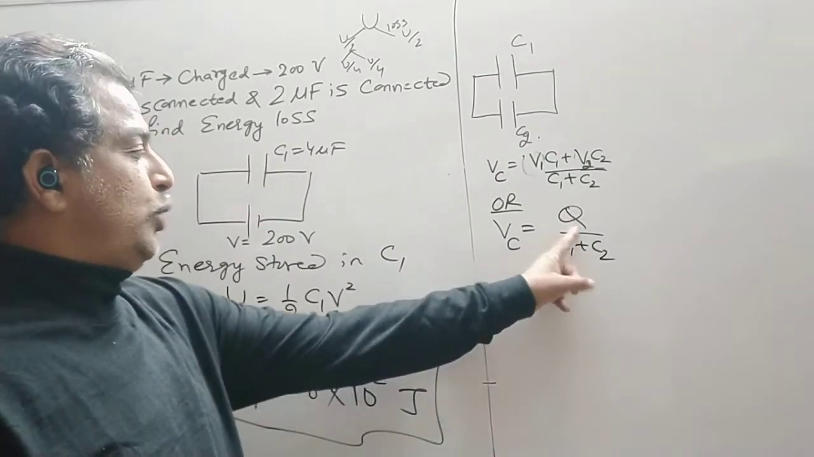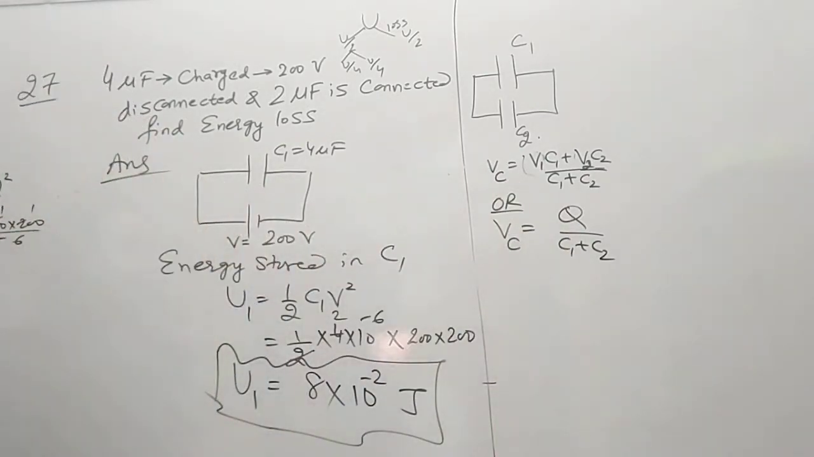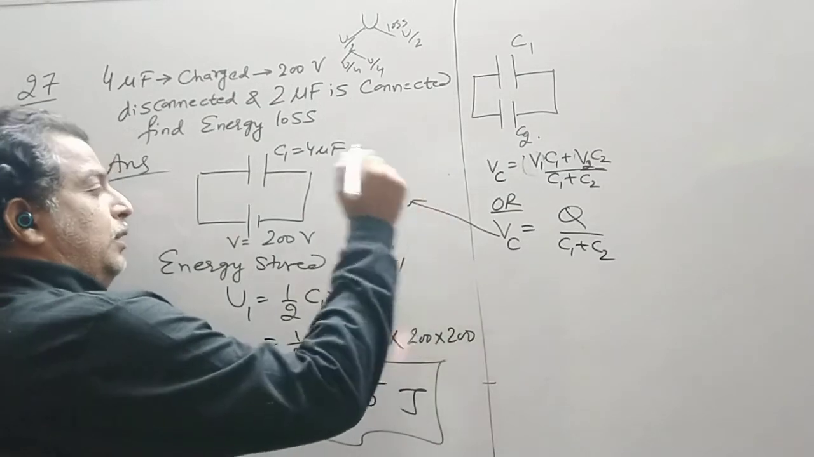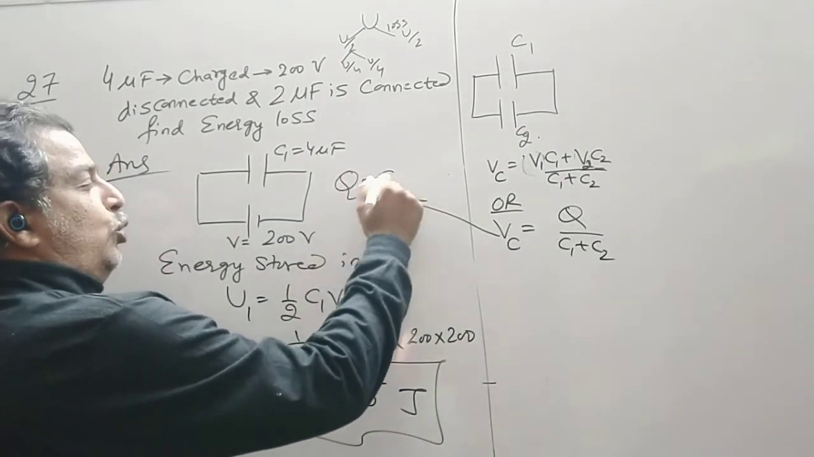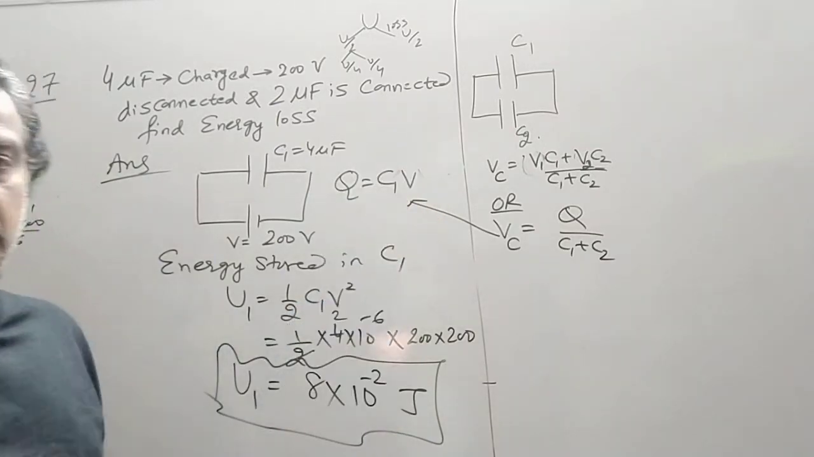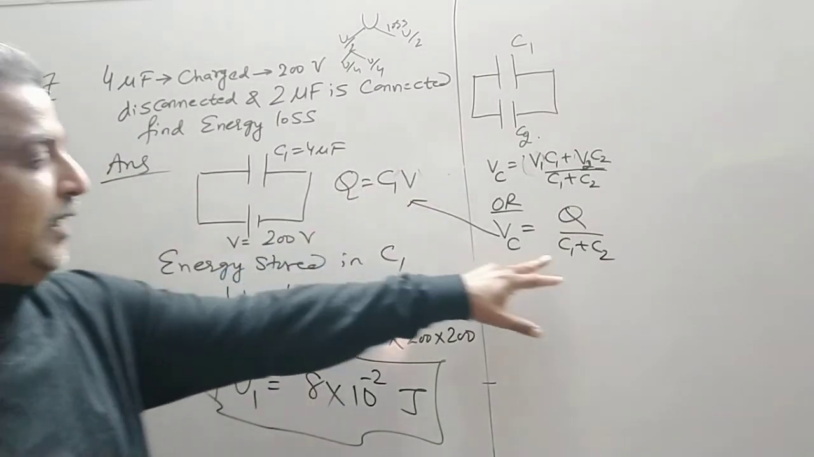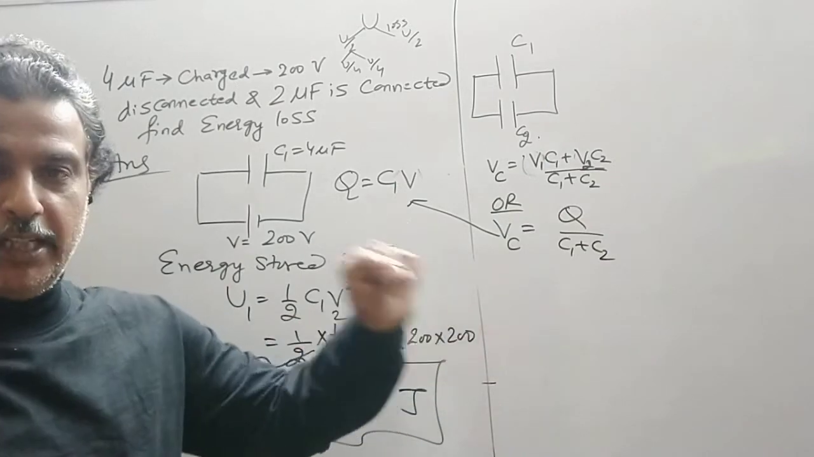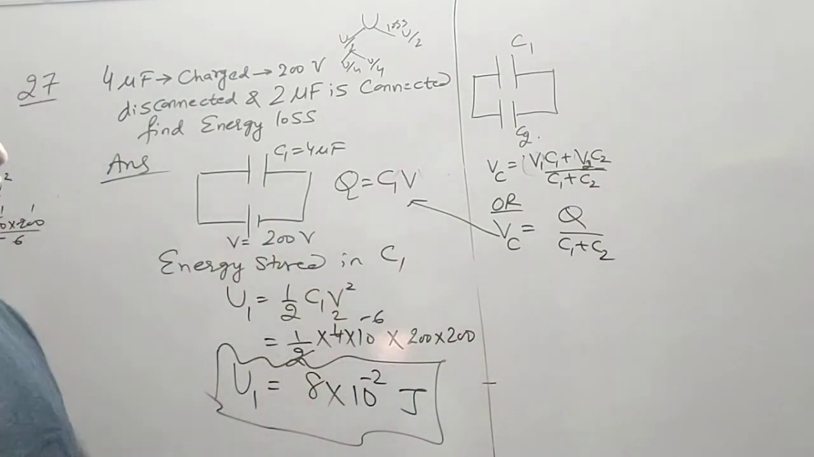So Q can be easily found from this. If you are using this concept, you say Q is equal to C1 into V. I can find out this, then divide it by C1 plus C2. So you will get a common potential. Or you apply this formula.